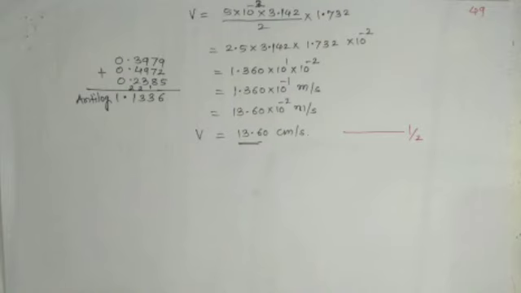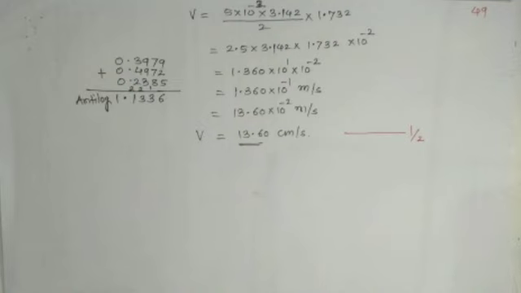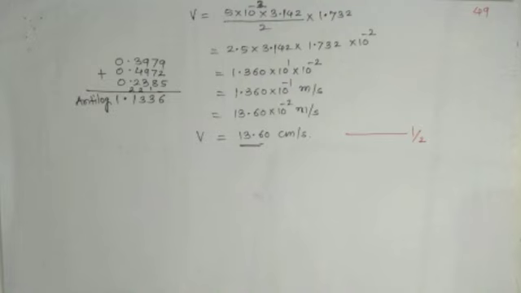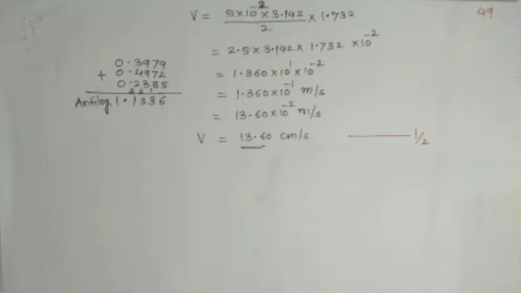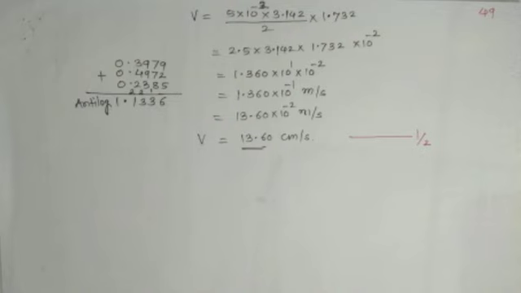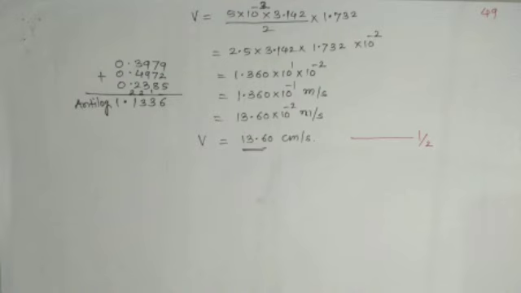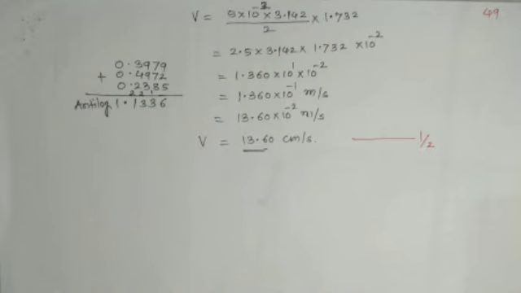By using logarithm, here velocity equal to 1.360 into 10 raised to 1 into 10 raised to minus 2. It becomes 1.360 into 10 raised to minus 1 meter per second. So velocity is equal to 13.60 into 10 raised to minus 2 meter per second, or velocity is equal to 13.60 centimeter per second. That will be the answer for the given question.